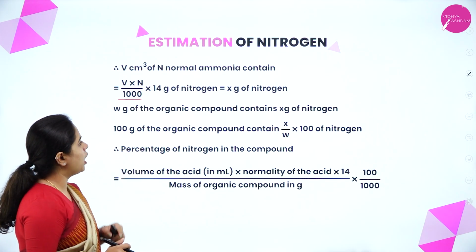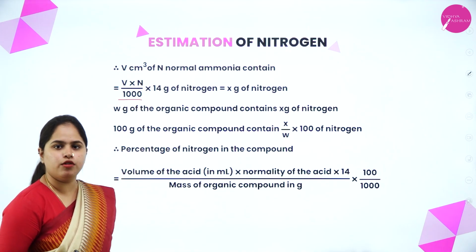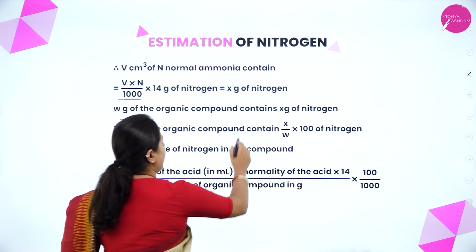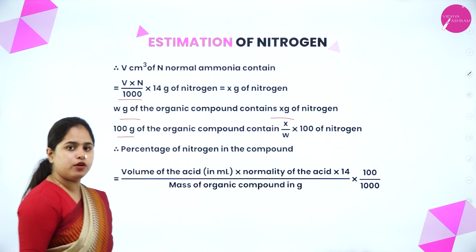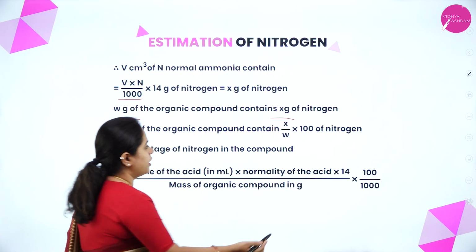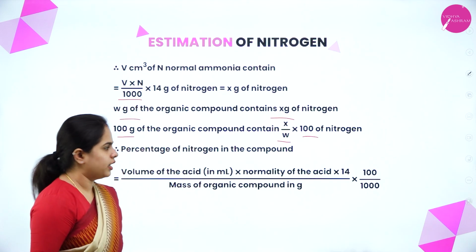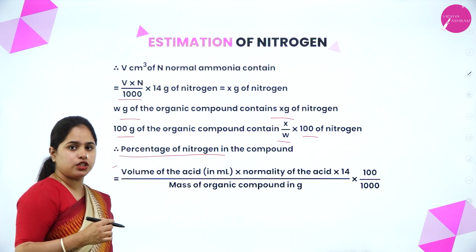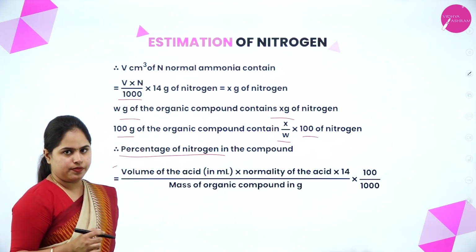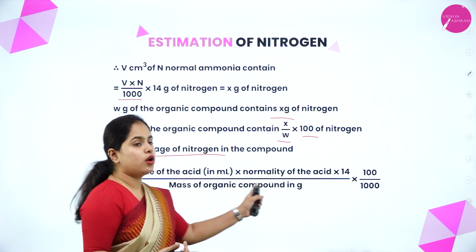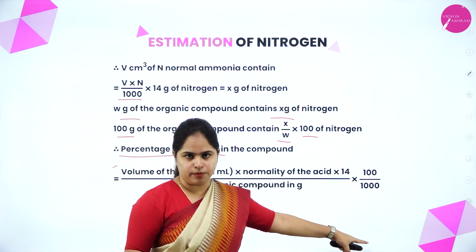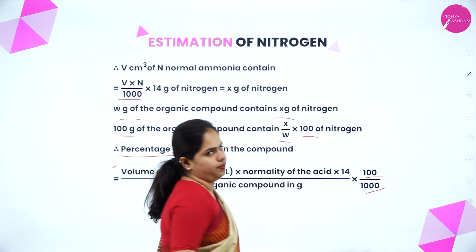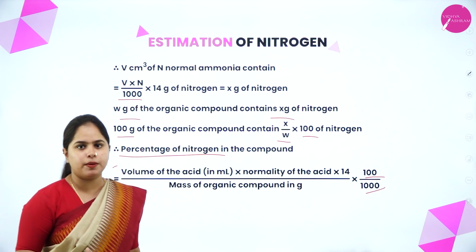Now W gram of the organic compound contains X gram of nitrogen, so 100 gram of organic compound will contain X by W into 100 gram of nitrogen. So how do we calculate the percentage? The final equation: percentage of nitrogen in the compound is volume of the acid into normality of the acid into 14, divided by mass of organic compound into 100 by 1000. So this is the final equation to calculate the percentage.